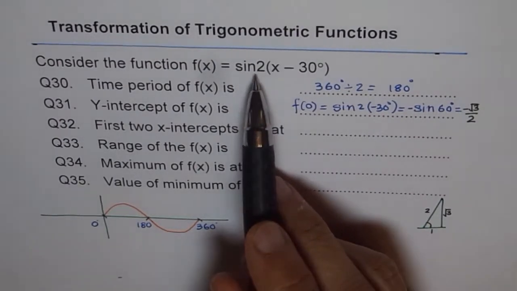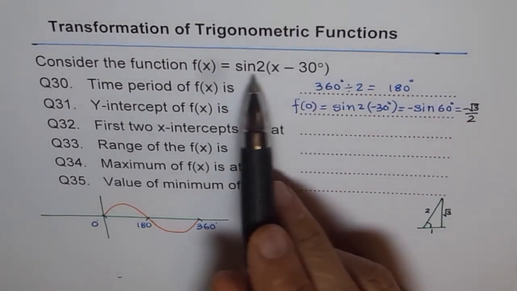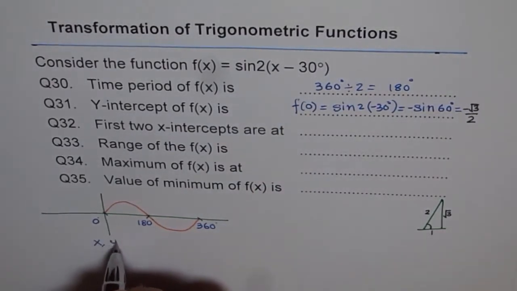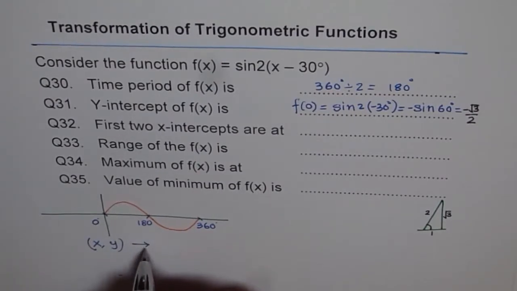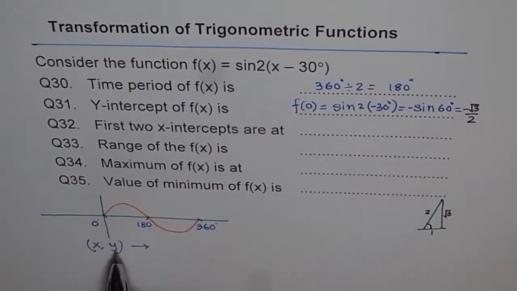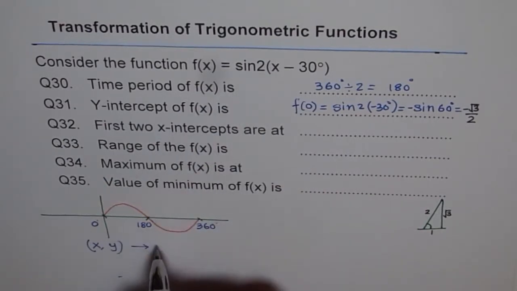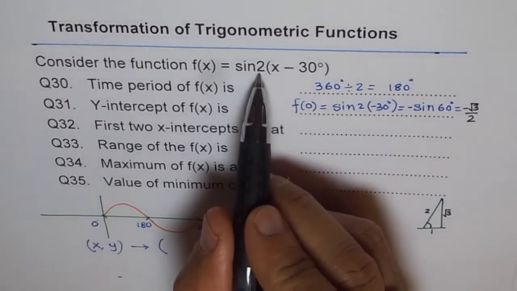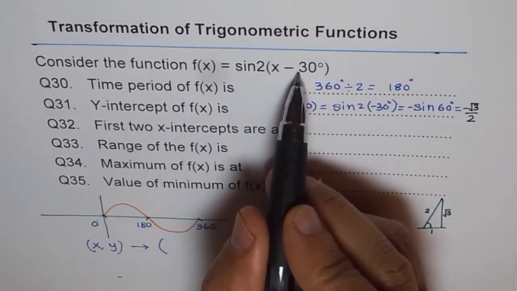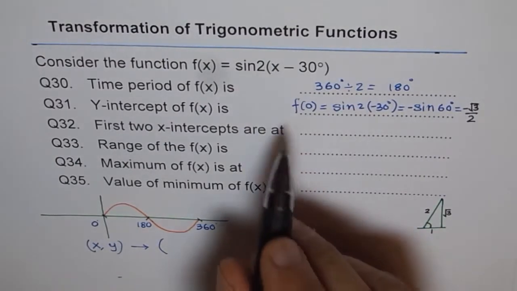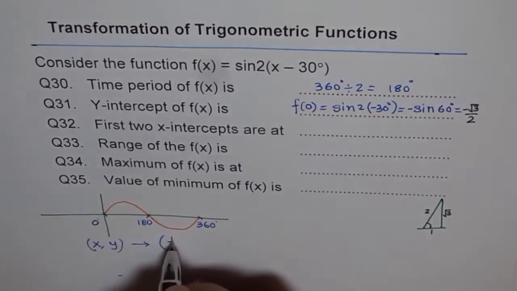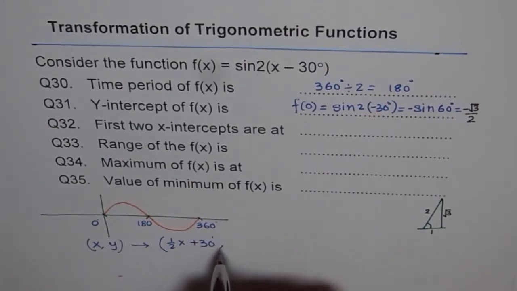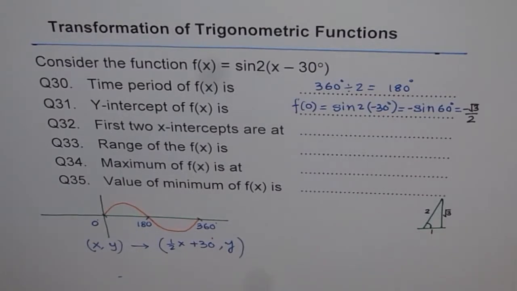Now how about sine of 2x? When we do sine of 2x minus 30, the transformation takes place like this. This is my original x and y points, and they get transformed. In this case, y remains the same, but x is getting changed. They get multiplied by half, and then minus 30 means move it right, so add 30. So half of the original x value plus 30 degrees. That is the change in x; y remains the same. So this is the transformation.